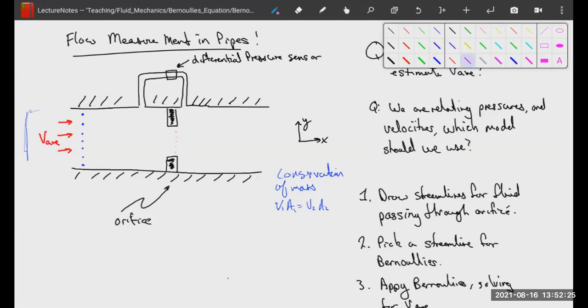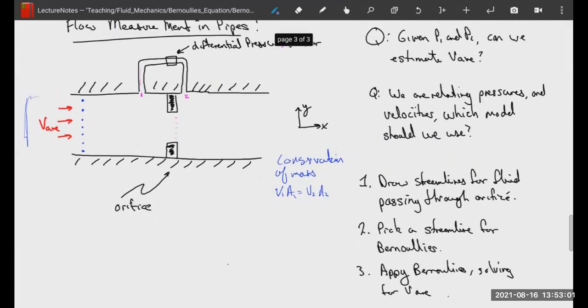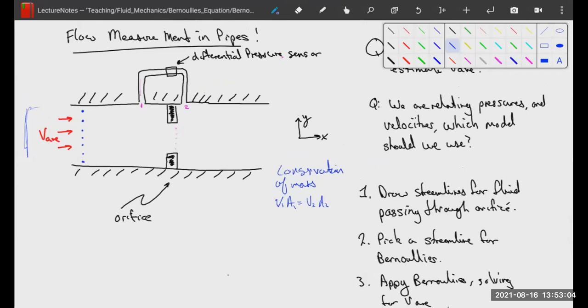So our question is, if we're measuring the pressure at point 1 and point 2, because we have a differential pressure sensor that's measuring the pressure by having a tube that connects to the system here, but well before the orifice, and one right after the orifice, can we estimate the velocity? Which is really asking us, remember, we're always trying to convert these ambiguous questions into really concrete ones, is we are relating pressures and velocities, which model should we use, which should become fairly obvious. We're using a Bernoulli's model, right? So let's start writing out Bernoulli's, but before we do that, we're going to draw the streamlines for a fluid passing through an orifice, right?